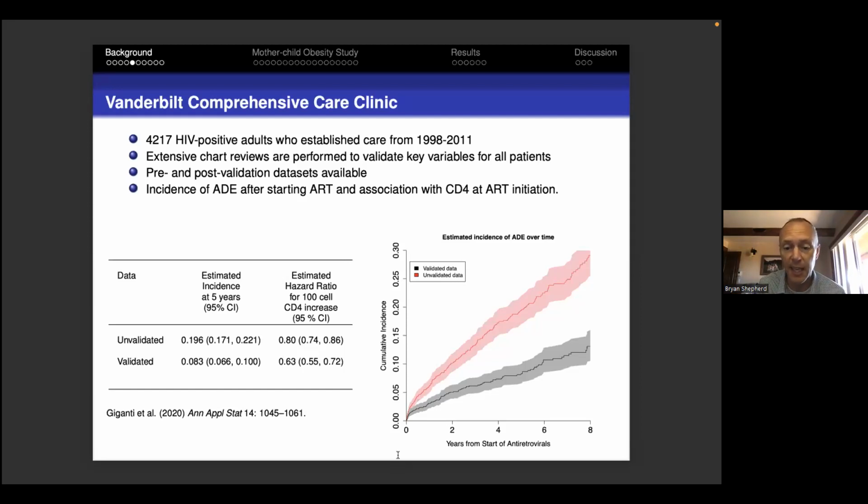So this is an example looking at the incidence of AIDS-defining events after starting antiretroviral therapy. The incidence is quite a bit higher using the unvalidated electronic health record data than it is after going through the charts and validating. And if we look at the association between CD4 count at baseline and an AIDS-defining event, the association is much stronger using the validated data than it is using the unvalidated data.